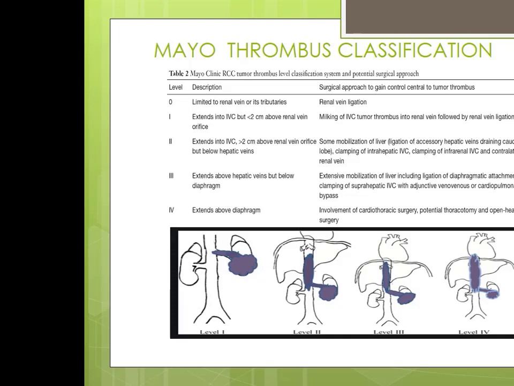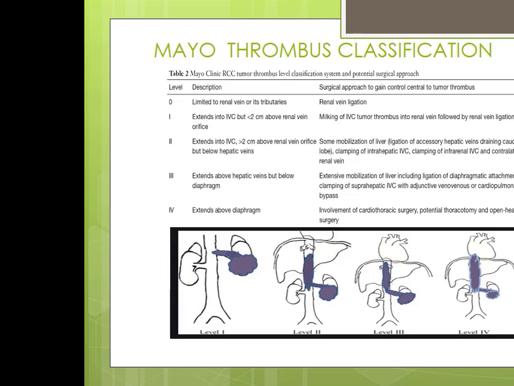In level 1, the tumor thrombus extends into the IVC, but it is less than 2 cm above the renal vein orifice. By milking the IVC tumor thrombus into the renal vein, we can gain control of this tumor thrombus. In level 2, you can see the tumor thrombus extends into the IVC greater than 2 cm above the renal vein orifice, but it is below the hepatic veins. So, in these patients, we gain control over the tumor thrombus by some mobilization of the liver, by clamping of the intrahepatic IVC, and clamping of the infrarenal IVC.